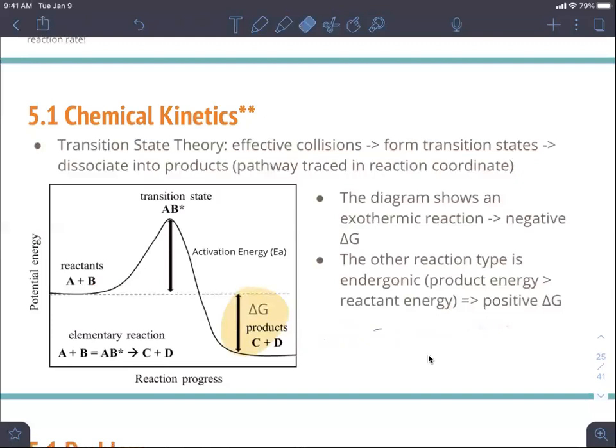This is the activation energy here. The activation energy is the energy needed to reach that transition state. Once you've reached that transition state, the rest of the reaction can happen. This is a reaction with only one transition state, but just know there can be multiple transition states.